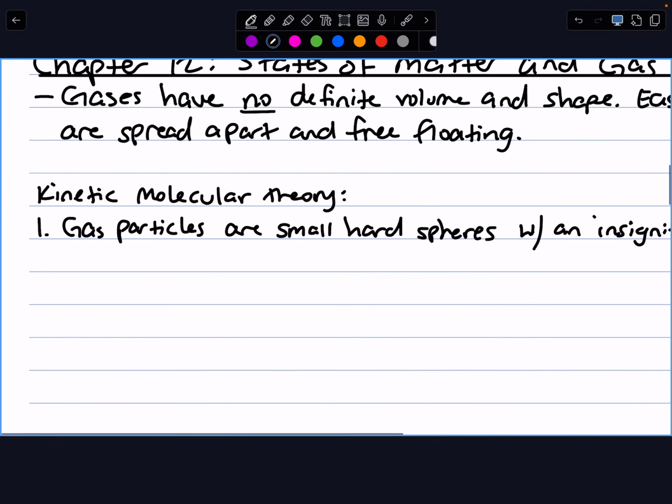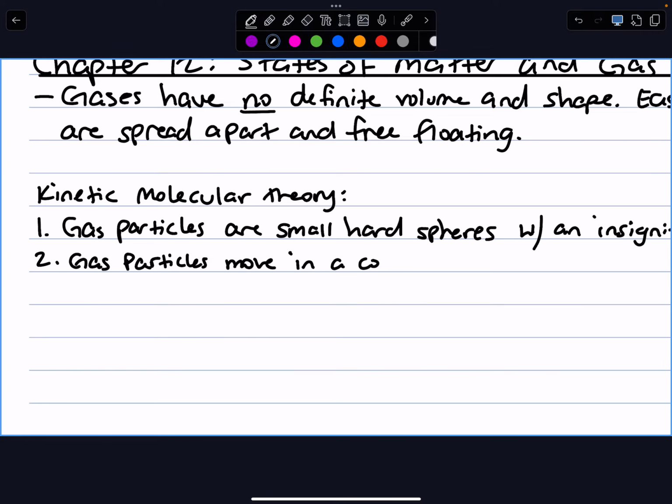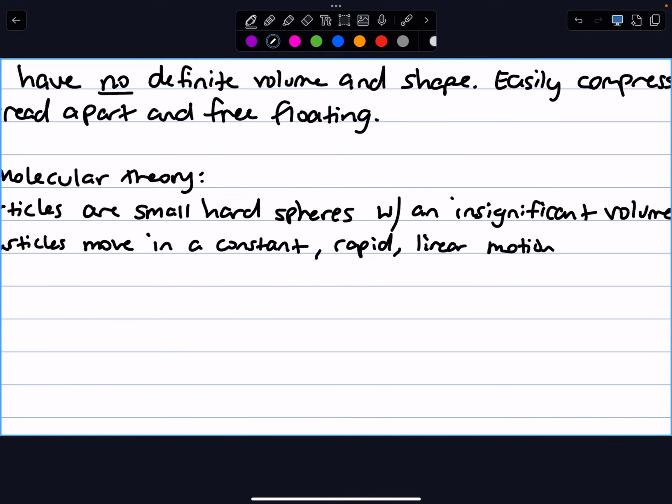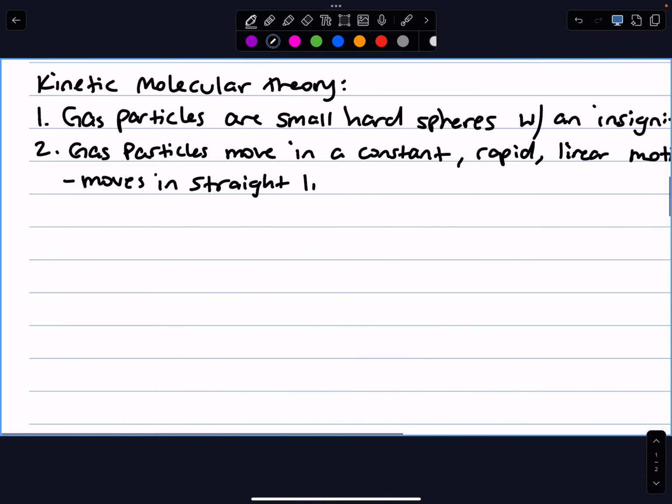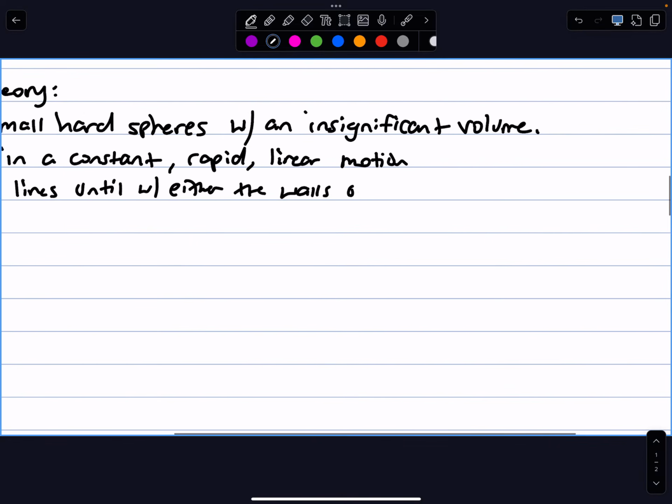Okay? Next part of the theory, gas particles move in a constant, rapid, linear motion. They move in straight lines until they collide. Until they collide with what? Either the walls or other particles. Yes.